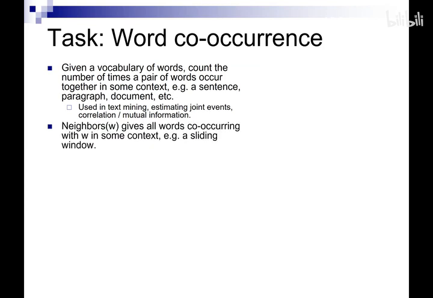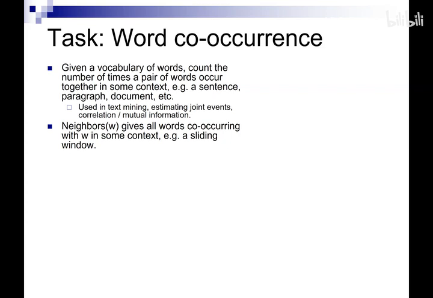Okay, so the way we're going to do this is that we need to define what a context is. We're trying to find co-occurrence in a sentence or paragraph or some other unit of co-occurrence. We have to specify how large the area is that we consider things to be co-occurring in. So then we're going to use a function called neighbors to define this.